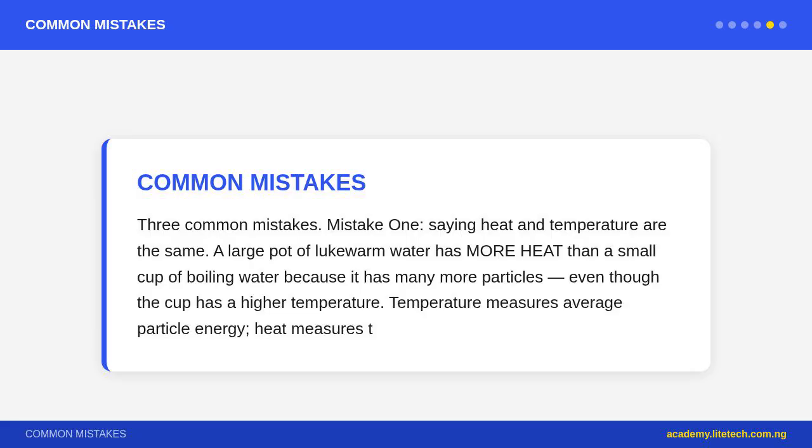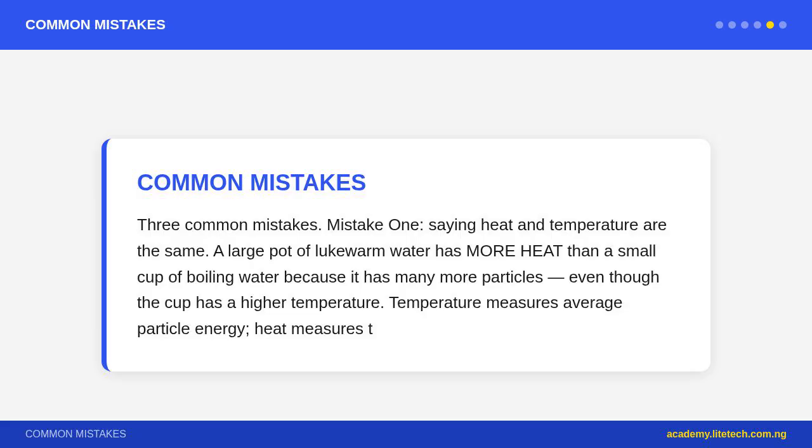Mistake 2. Thinking convection occurs in solids. Convection requires fluid movement; it occurs only in liquids and gases. In solids, particles cannot flow, so only conduction transfers heat. In a metal rod, heat travels by conduction only.